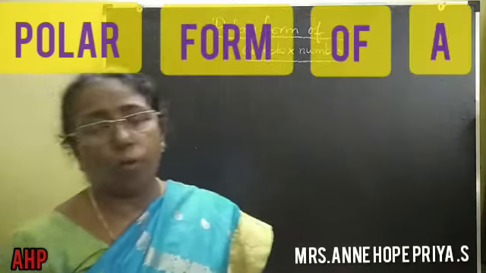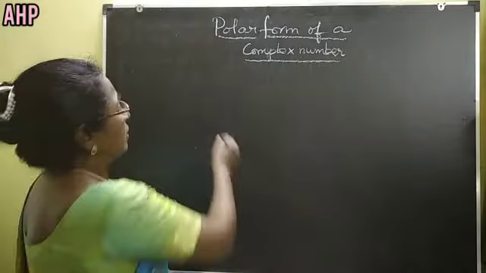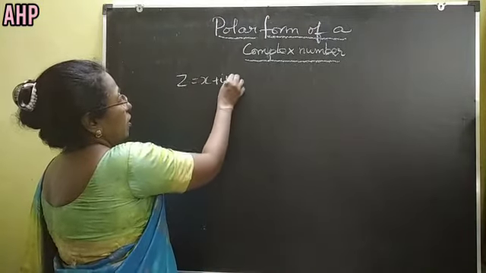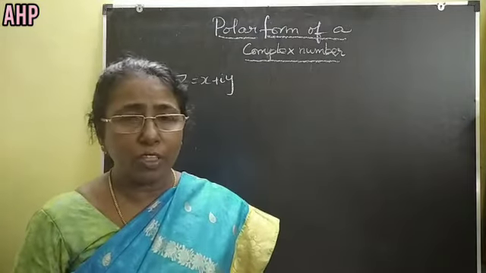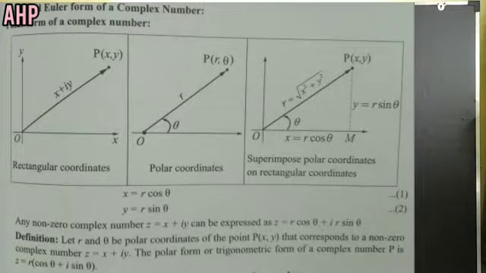Polar form of a complex number. The rectangular form of a complex number is z is equal to x plus iy. The polar form gives the other magnitude of the complex number. This is also called the trigonometric form.